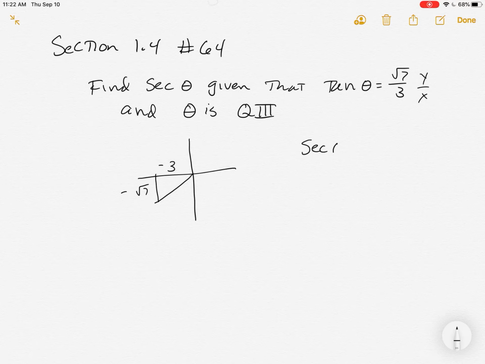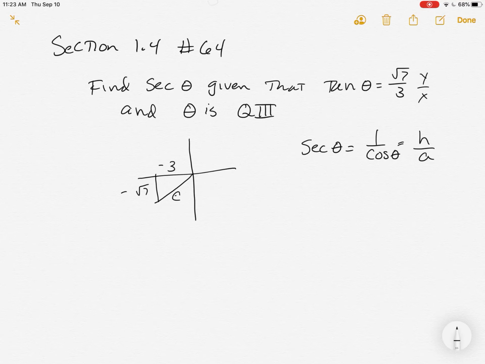The secant of theta is 1 over cosine of theta. And so I know what cosine theta is. Cosine theta is opposite over adjacent, right? I'm sorry, adjacent over hypotenuse. Apologize. So it's adjacent over hypotenuse. So this is hypotenuse over adjacent. So if the cosine would have been the negative 3 over the hypotenuse, this one's going to be the hypotenuse over the adjacent side.